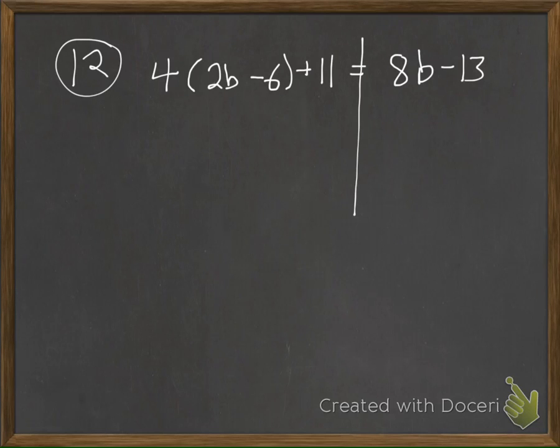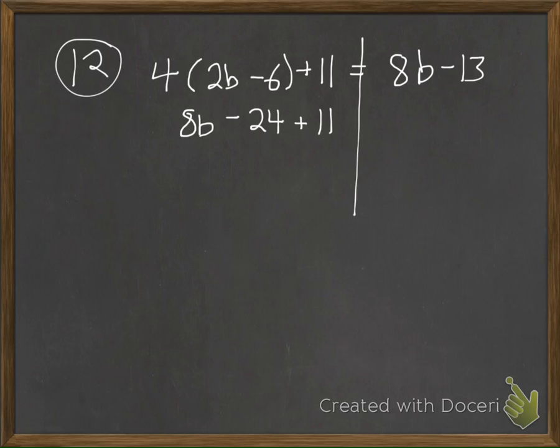All right, so if we have this problem, the left-hand side can be simplified. The first thing I need to do is parentheses. And since I can't simplify what's in parentheses, the way I do parentheses is the distributive property. So I do 4 times 2b, which is 8b. And I do 4 times negative 6, which is negative 24. Then I have that plus 11.